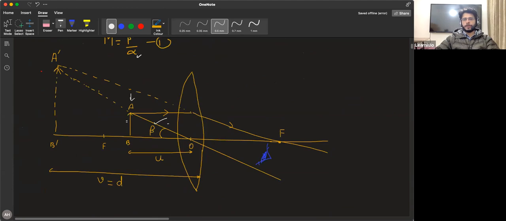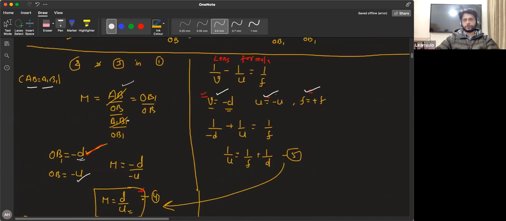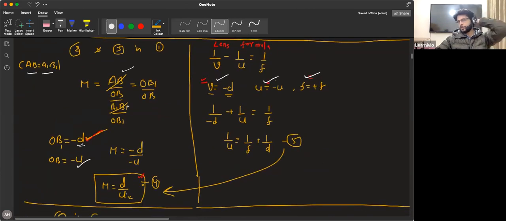What is OB here, Sakina? In this ray diagram, what is OB here? Minus U, sir. So you can write OB is minus U. When you put the values, OB1 is minus D, OB is minus U, so minus minus gets cancelled out. So magnification is D by U. So this is the angular magnification, D by U.